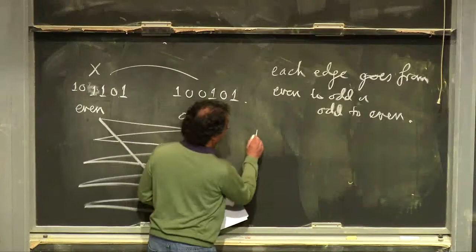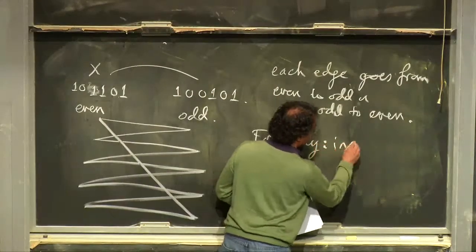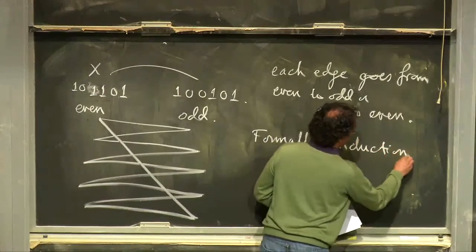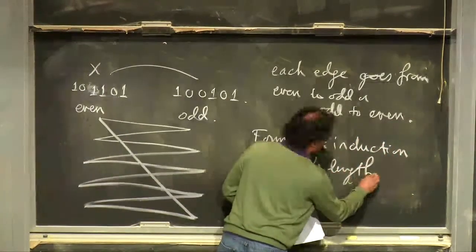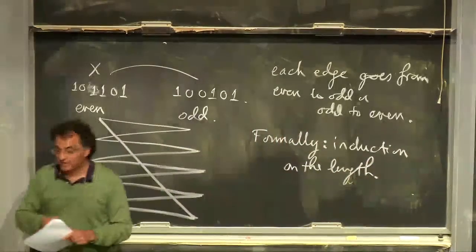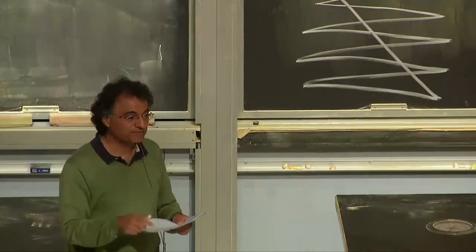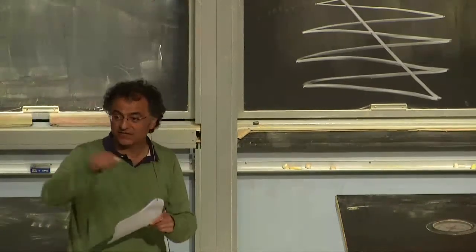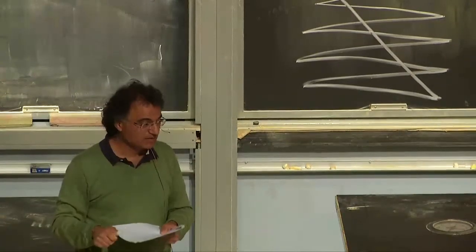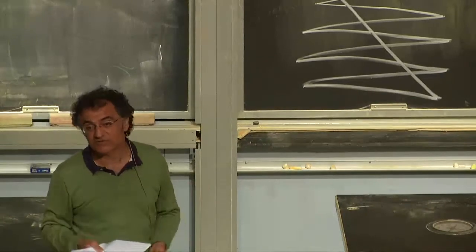So if you want to do this formally, you would do an induction on the length. And you'd be saying, by induction on the length, if you go for k steps and k is even, you're on the even side. If it's odd, you're on the odd side, and so on. Right? That's something you could do by induction, and that would be a formal proof.